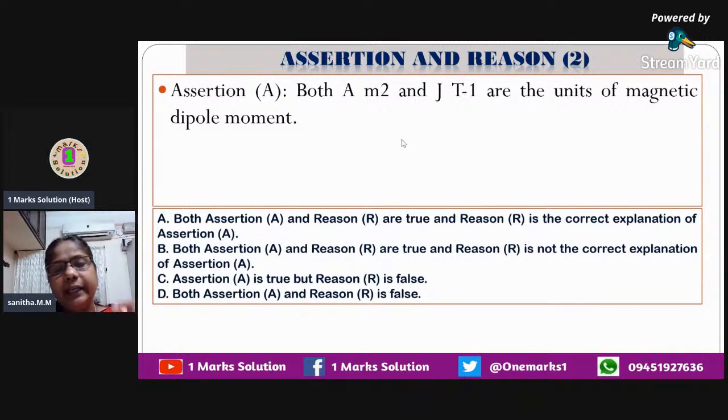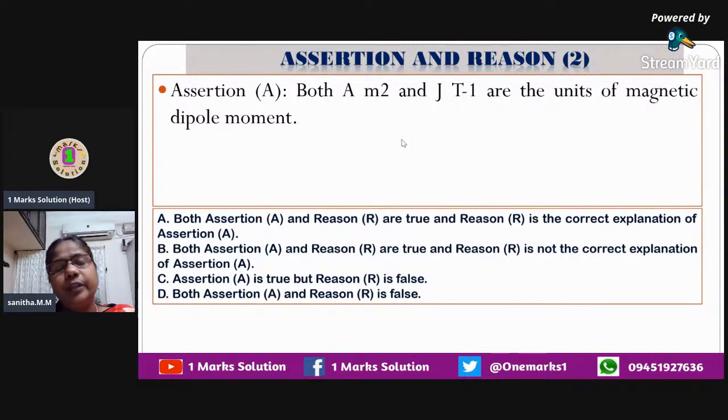Ampere meter squared, A for ampere, M for meter, it is squared, and joule Tesla raised to minus 1. Ampere meter squared and joule Tesla raised to minus 1 are the units of magnetic dipole moment. All of you note this point. You know that M is equal to IA, where I is current and A is area in meter squared. So ampere meter squared is the unit of magnetic dipole moment. All of you know that.